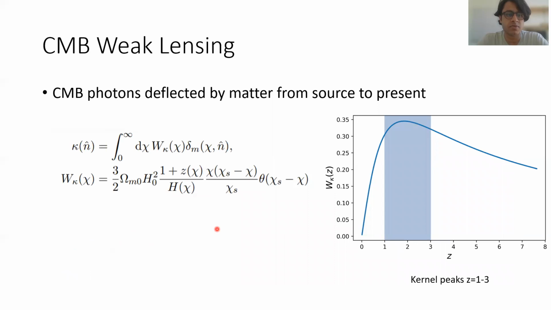Now, the weak lensing convergence is simply a line of sight integral of the matter fluctuations modulated by a window function, which peaks roughly around redshift of 1 to 3, which you can see on the shaded region. And since it traces matter fluctuations, it's highly correlated with galaxies, especially in the shaded region on the right.